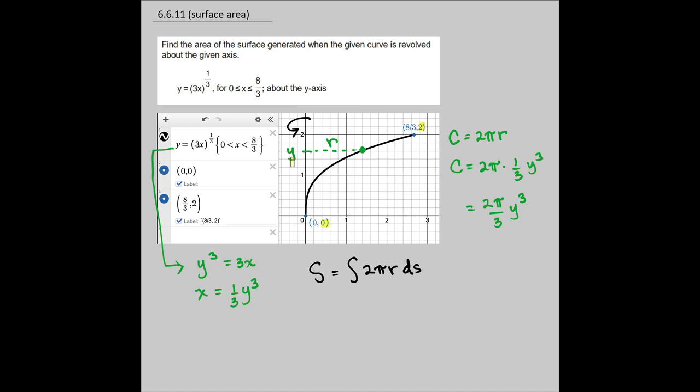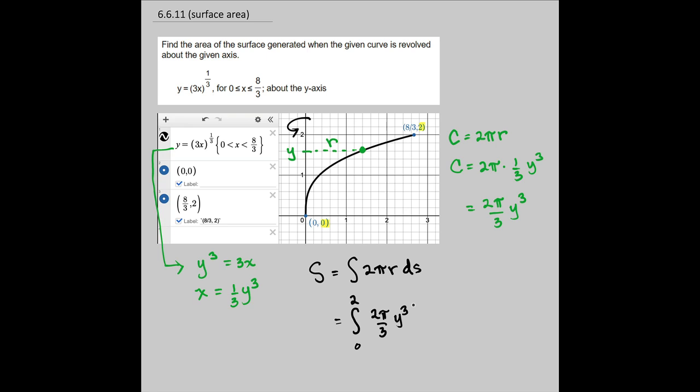And if you look at this function, if you were to plug in this x value of 1/2, you will get a y value of 0. And if you plug in this x value of 8/3, you will get a y value of 2. So our y limits are going to be 0 and 2. And then the 2 pi r is going to be 2 pi divided by 3 times y cubed.